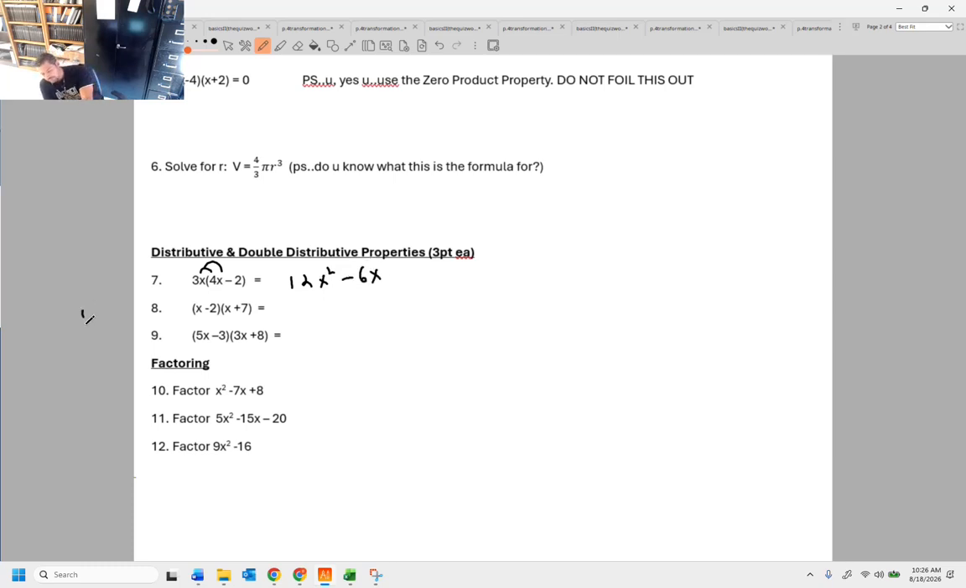Number 8, you guys would do FOIL, or maybe the box. I'll do the box on 9. x times x is x squared. x times 7 is plus 7x. -2 times x is minus 2x. And -2 times 7 is minus 14. Combine like terms. You can put those together. They are both apples. Add them together. 7 minus 2 is 5.